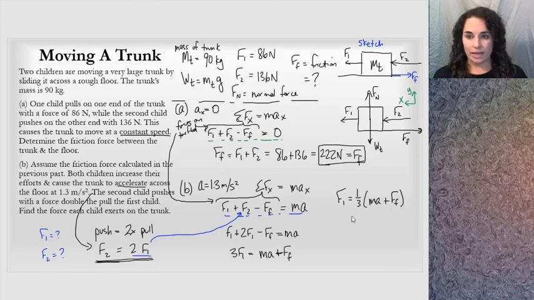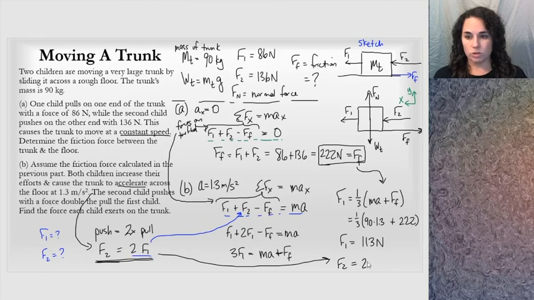Now that I've solved for it algebraically, I'm going to plug in values. I have 90 kilograms times the acceleration, 1.3, and then I'm going to add on the 222 newtons. That is the force of friction from the previous problem. When I run this through the calculator, when I add those and then take 1/3 of it, we get 113 newtons. F1 is 113 newtons. Because I know the relationship between F1 and F2, I know that F2 is twice F1, so that's 226 newtons. And that would be the answer for part B on this problem.